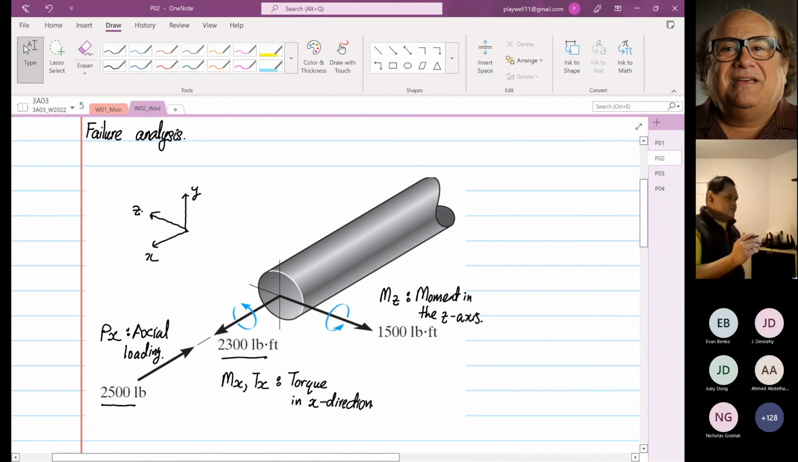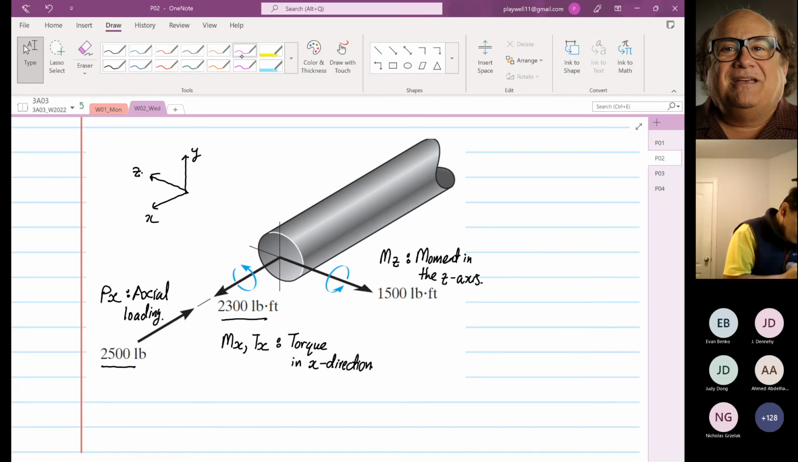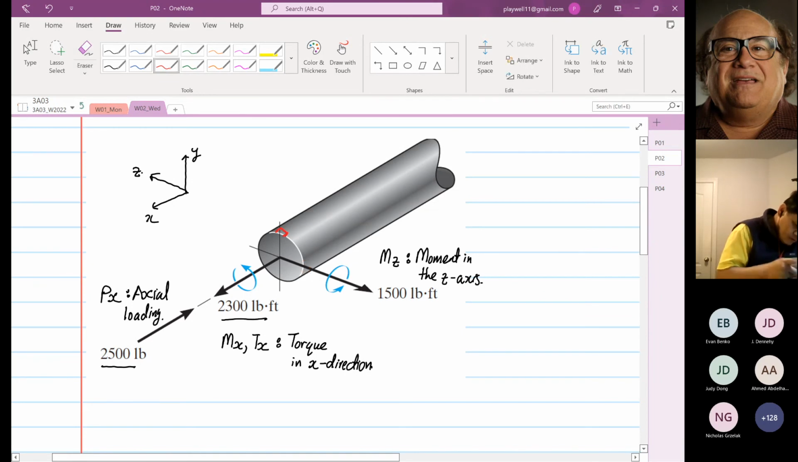To do failure analysis, we are going to look at which part of the structure is going to fail. What do I mean by that? I'm going to look at 4 points on this chart. I will use a different color. Hopefully you can see. I'm going to draw 4 elements: 1, 2, 1 down here and 1 over here.